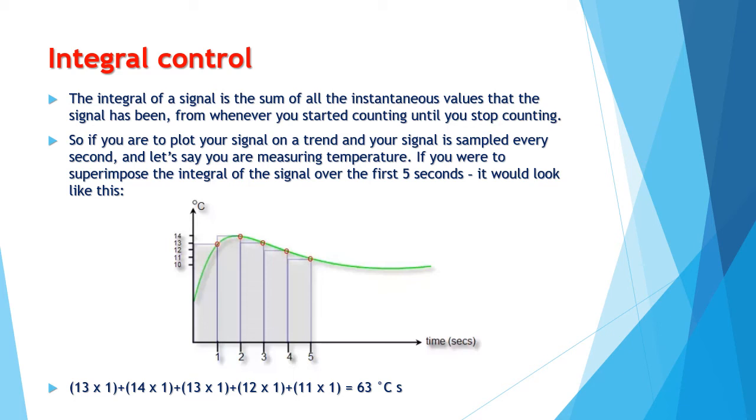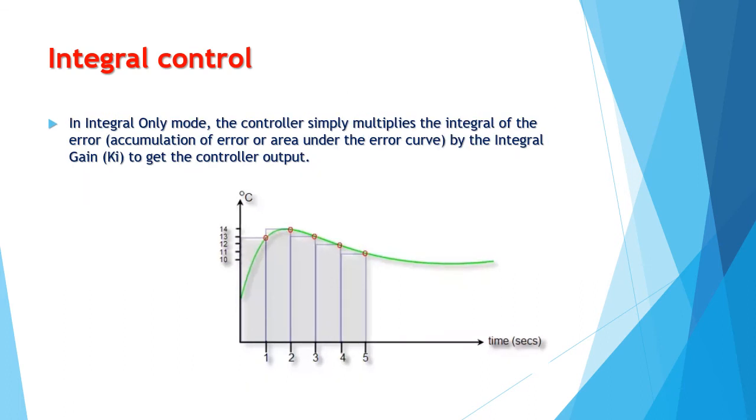The green line is your temperature, the red circles are where your control system has sampled the temperature, and the blue area is the integral of the temperature signal. It is the sum of the 5 temperature values over the time period that you are interested in. In numerical terms, it is the sum of the areas of each of the blue rectangles. The integral turns out to be the area under the curve.